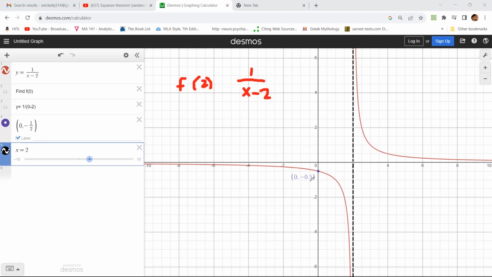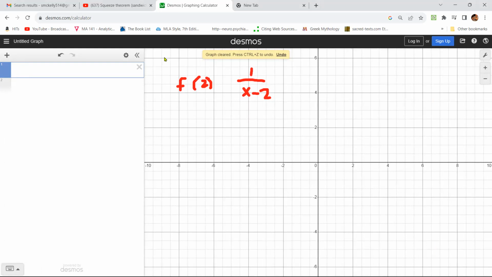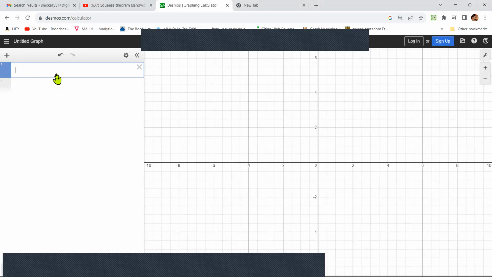I promise I can read a graph. I believe you, but I want to make sure that you're actually getting the concept. I'm not sure you do. So let me try this. Let's try this function. Y equals, let's do x squared.